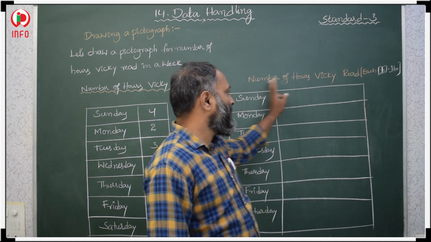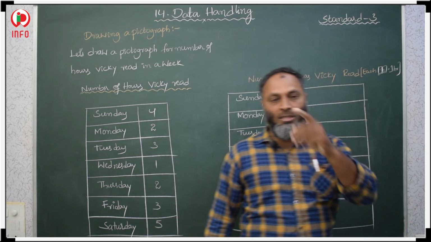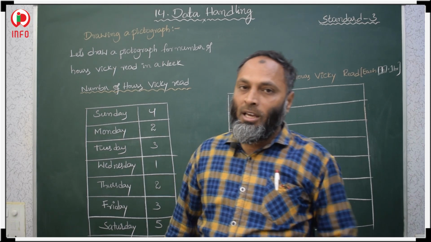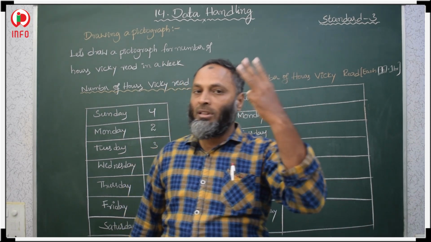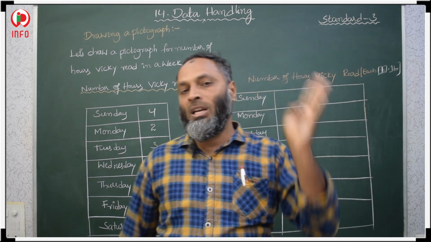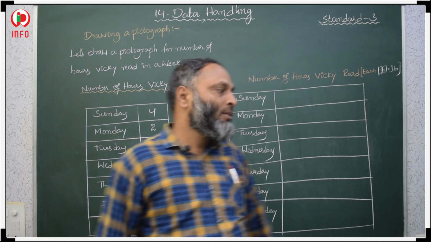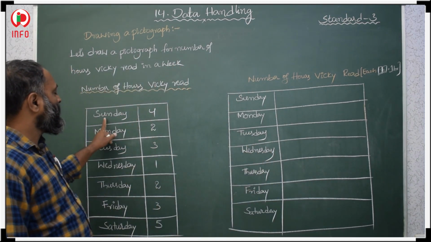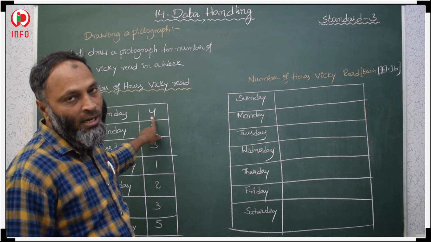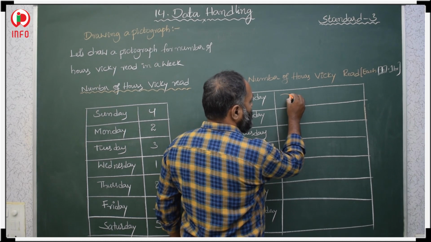How to represent? One key is given. If you draw one book, that means it represents 1 hour. If you draw 2 books, that represents 2 hours. If you draw 3 books, that represents 3 hours. If you draw 4 books, that represents 4 hours. According to the key, Sunday means 4 hours. He read 4 hours, means we should draw 4 books here.